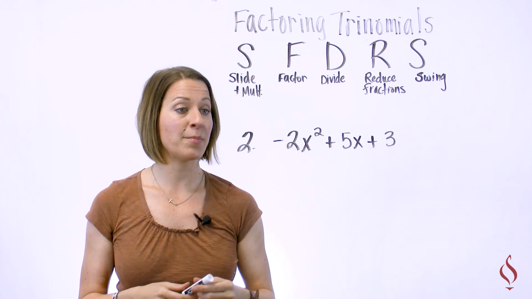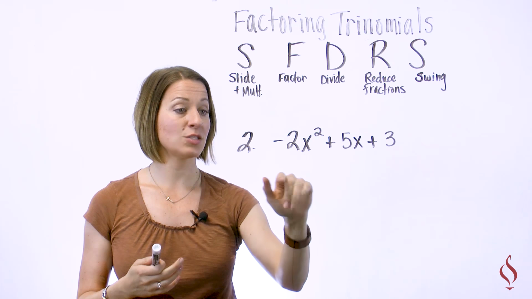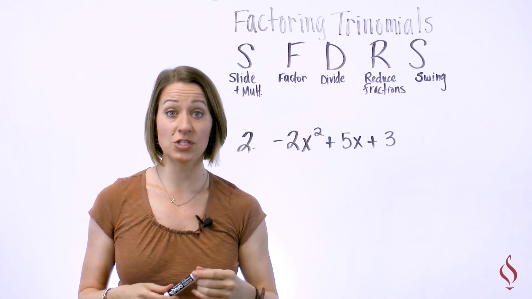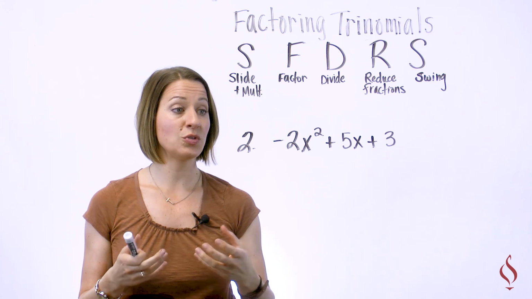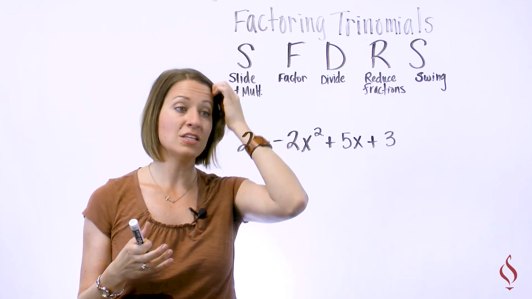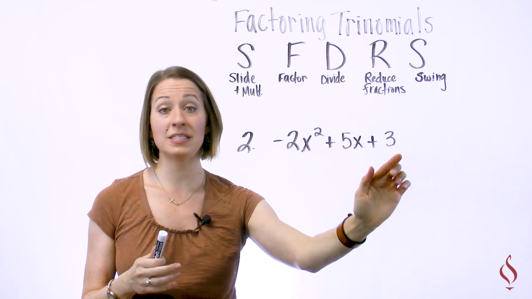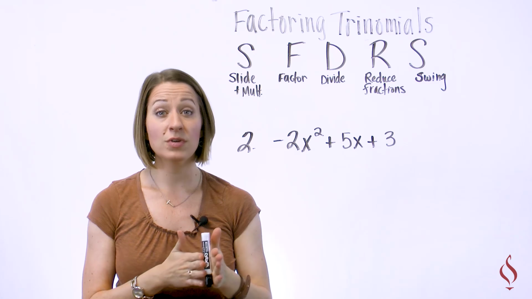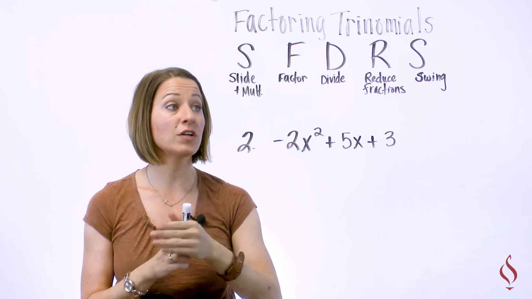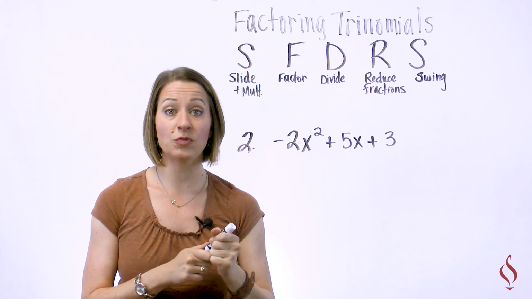And so when we're in a situation like this where we still have a leading coefficient that is not 1, then we need to use a different method than just the what multiplies to 3 and adds to 5 method, because that's not going to work with this kind of problem. Okay, we're going to follow the same steps that we just did before.